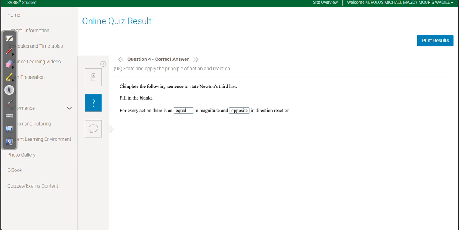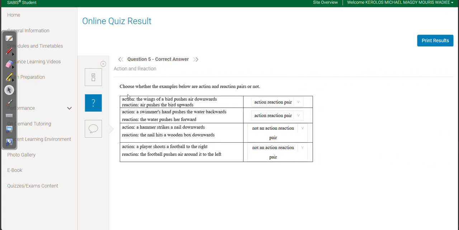Question 4. Here, this is an application of Newton's third law. This will obviously 100% come in tomorrow's exam. We just need to know that for every action, there is an equal and opposite reaction. So if I exert a force on the door, there is another reaction of the same magnitude and opposite. So me on door, the reaction is going to be door on me. Same magnitude, but opposite direction.